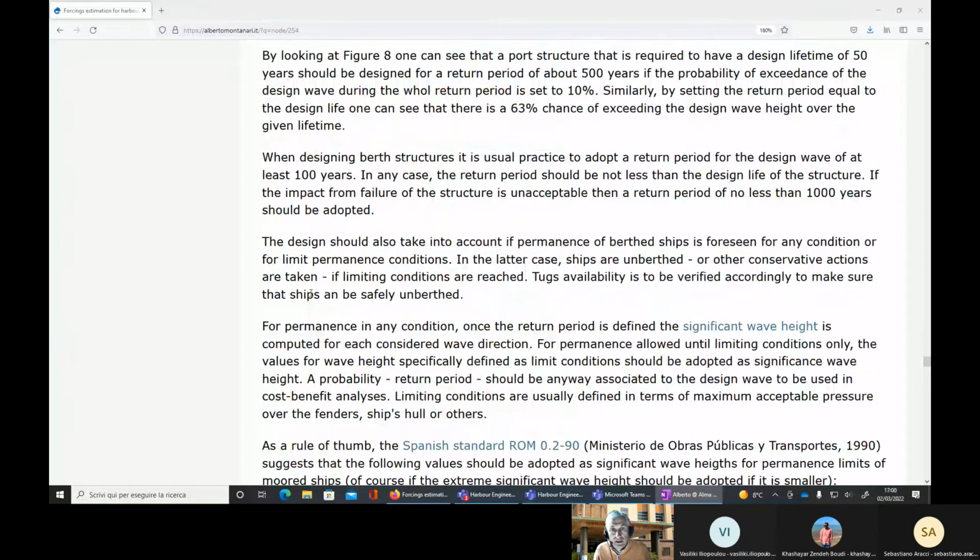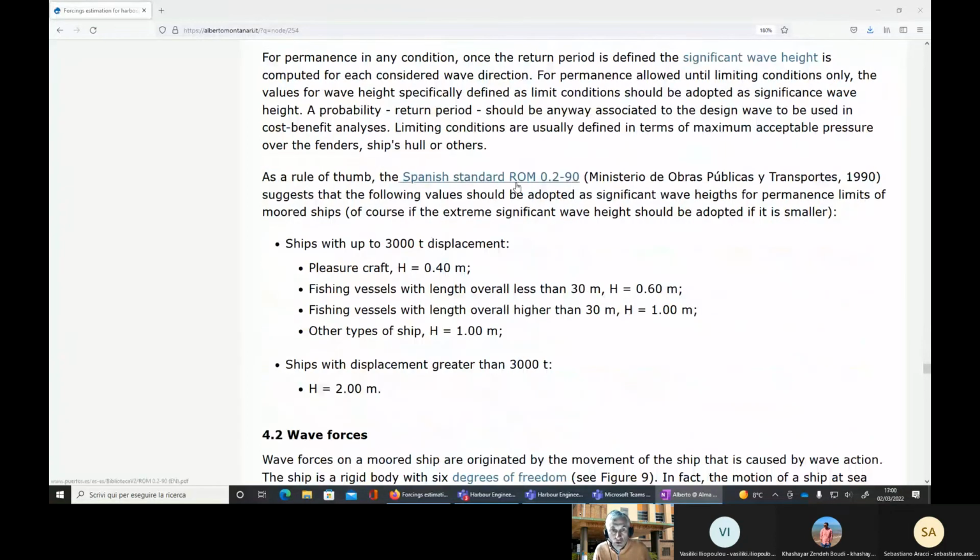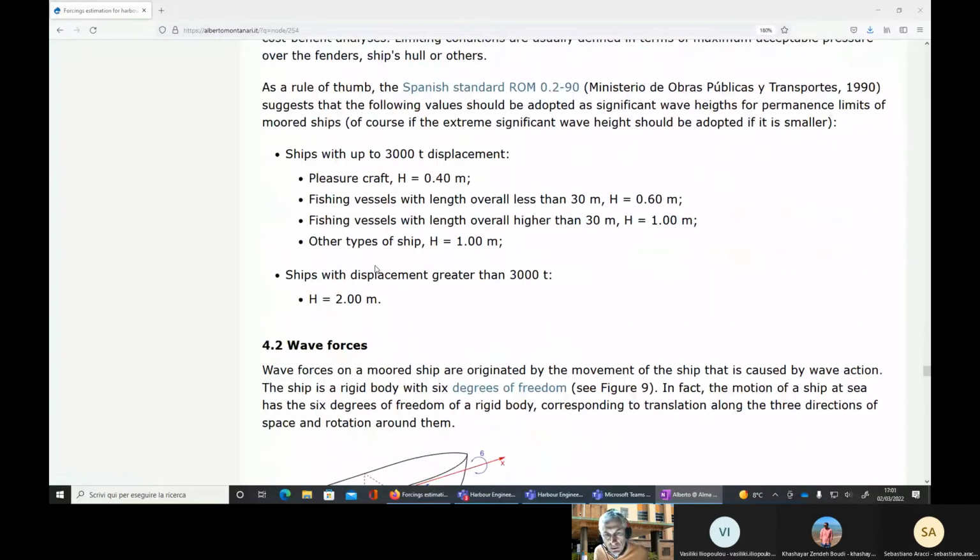And then let's go to some rules of thumb of what may be a range for design wave heights to compute mooring forces for berthed ships. Okay, and you see the rules of thumb on my website. Good.